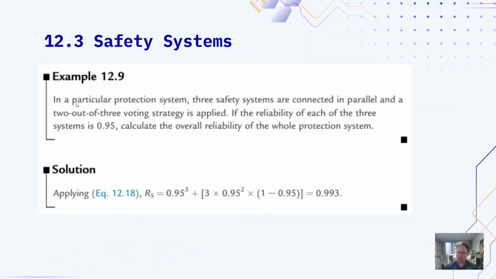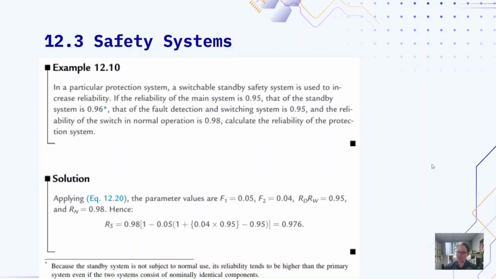Here's an example. In a particular protection system, 3 safety systems are connected in parallel, and a 2 out of 3 voting strategy is applied. If the reliability of the 3 systems is 0.95, calculate the overall reliability of the whole protection system. So that would be 0.95 cubed plus 3 times 0.95 squared times (1 minus 0.95). The whole system is 0.993 reliable. Let's skip this one for now. It's kind of similar.